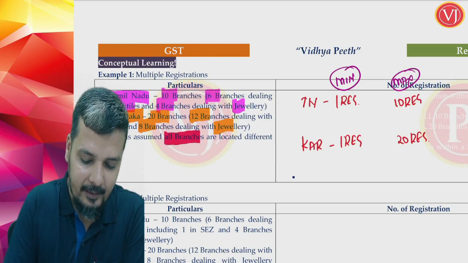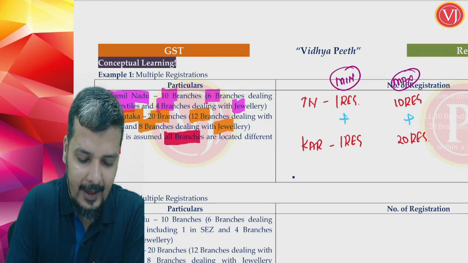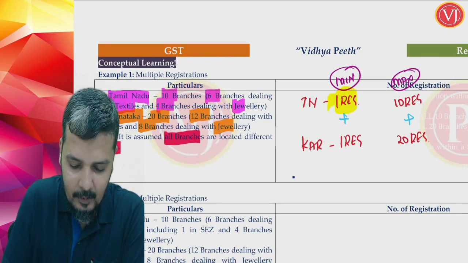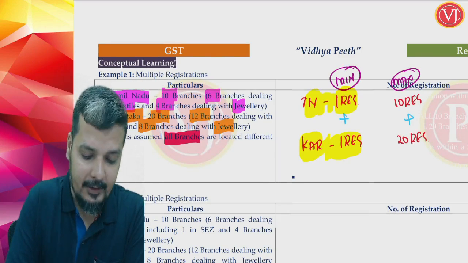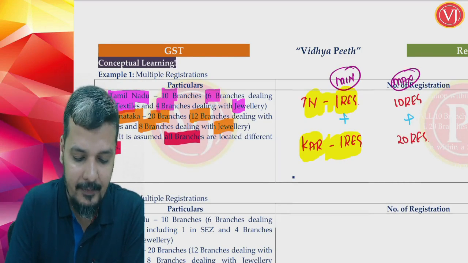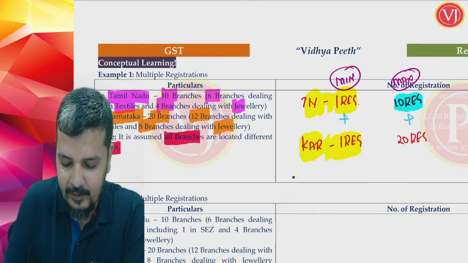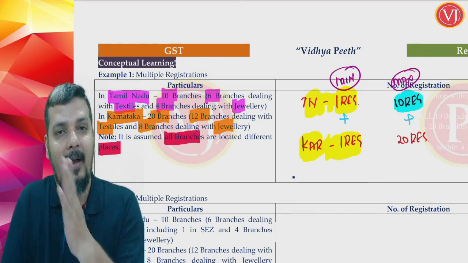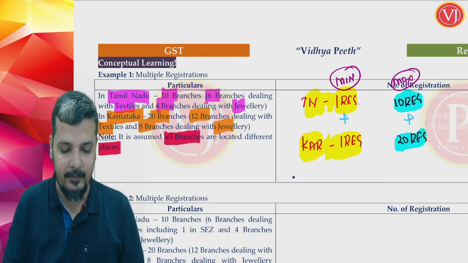The company per se will surely have one registration in Tamil Nadu and one registration in Karnataka. But if they want, it is optional. If they want, they can take 10 registrations in total in Tamil Nadu because the maximum is the limit, and 20 registrations in Karnataka because they have 20 branches in Karnataka.